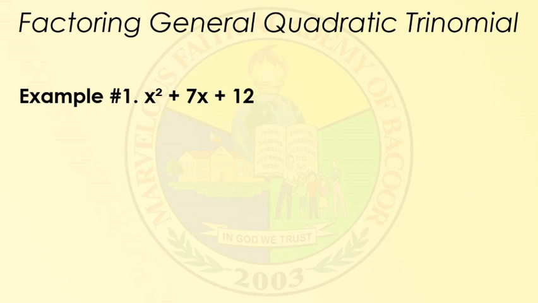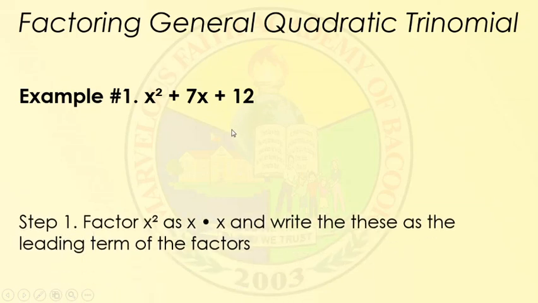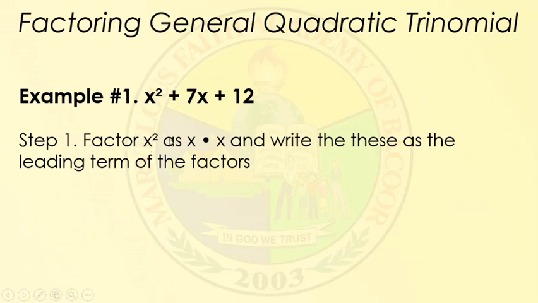Example number 1, we have x squared plus 7x plus 12. Okay? So, yan po yung ating quadratic trinomial. Paano siya naging quadratic? Kasi ang highest degree of the exponent natin sa ating trinomial expression ay 2. Kaya po, tinawag siyang quadratic trinomial. Ito po yung ating first term, middle term, at yung ating last term or yung constant term. So, ang step 1 po natin is factor x squared as x times x and write this as the leading term of the factor.